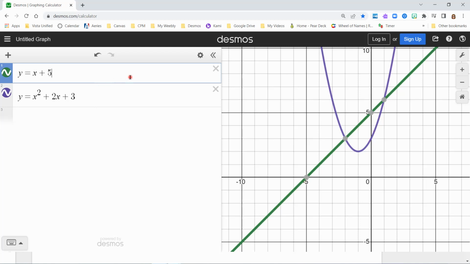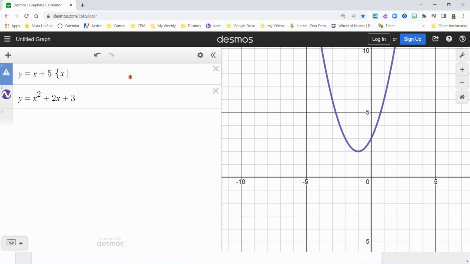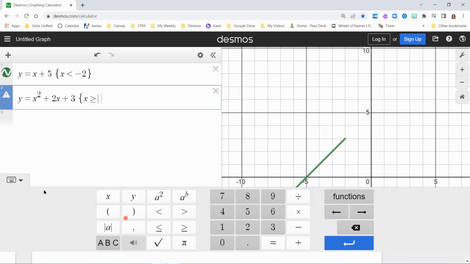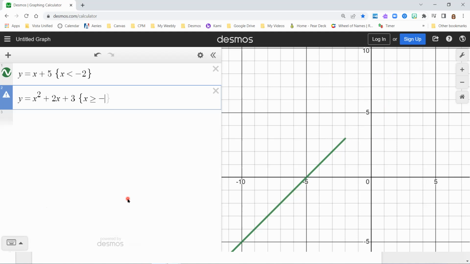So on Desmos, you can give some restrictions. To restrict my x, I'm going to do the squiggly bracket set notation. x is less than -2. And I get that. So you can see that this got shrunk. It's going from -2 down. And for this one, I want x greater than or equal to -2. And this is what our graph looks like. Here is this linear piece, and here's this parabola.